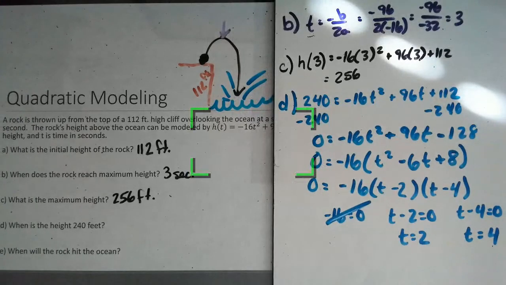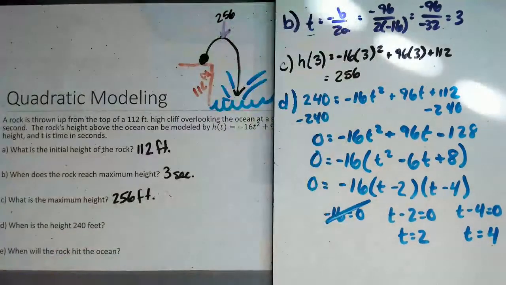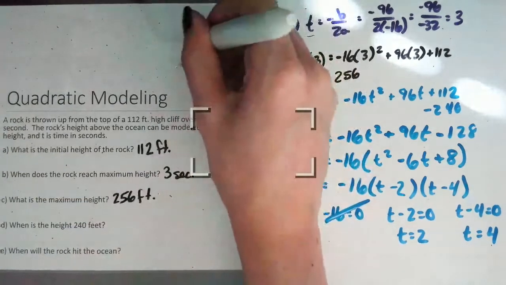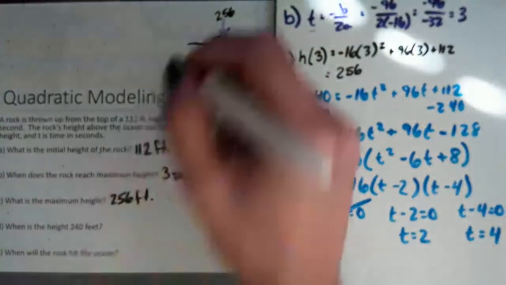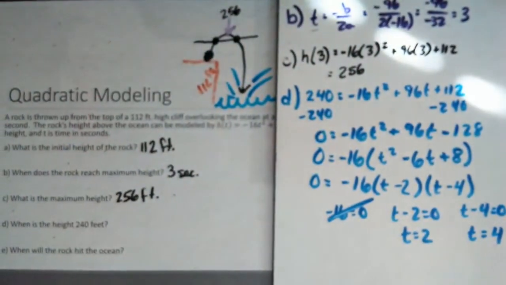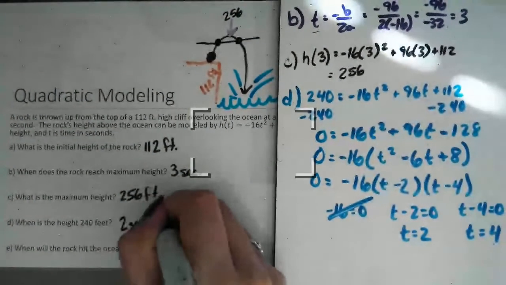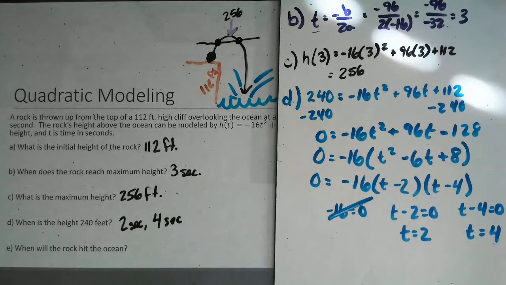Well, I want you to think back to part C. In part C, we found that our maximum height is 256 feet. In this part of the problem, we want to know when is the height 240 feet, which is lower than 256. So what we're doing is we are finding the time on the way up and on the way back down. That's why we're finding two separate answers. So at 2 seconds and at 4 seconds, we are at that height of 240 feet. So sometimes it is okay to have two answers. You just have to make sure it makes sense.